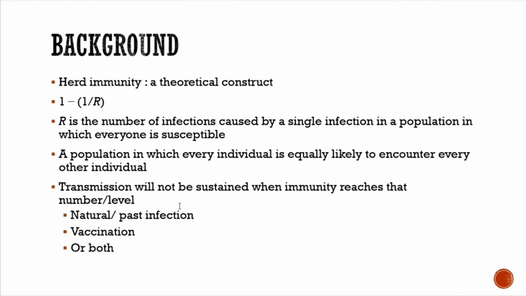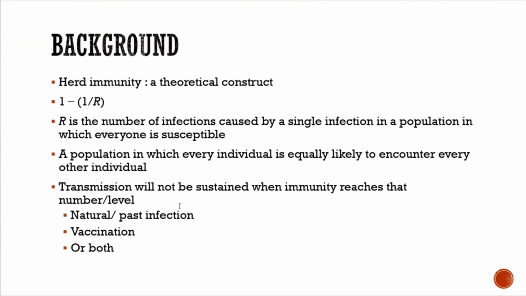It's an infectious disease, sort of a theoretical construct for epidemiology. If we were to calculate it, it would look something like this: 1 minus 1 over R. R being the number of infections caused by a single infection in a population in which everyone is assumed to be susceptible. That means a population in which every individual is equally likely to encounter every other individual, right? So that's going to depend on a lot of things that we're doing with social distancing and masking, et cetera, et cetera.